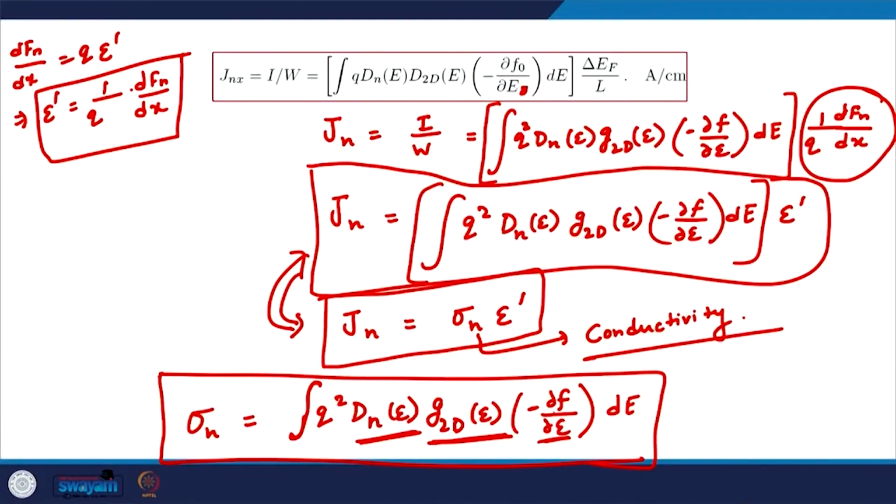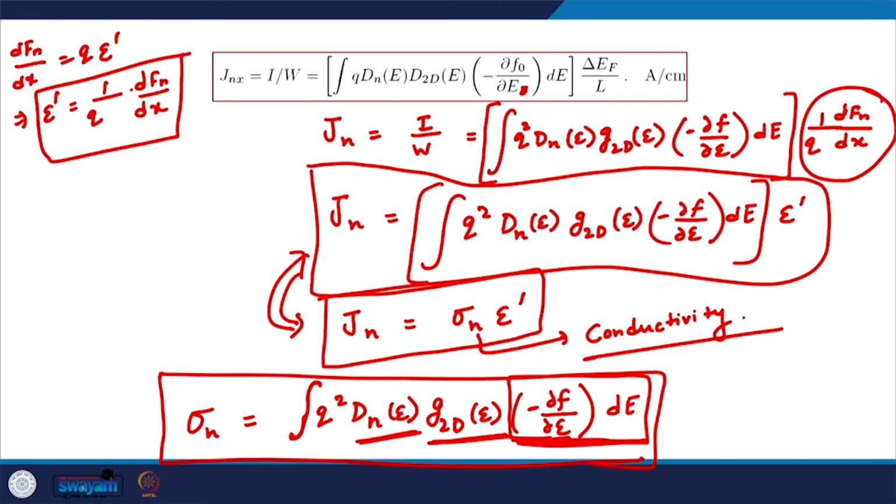So this minus del F by del E is again from our previous description. This is a Fermi window function, and the conductivity of electrons is important only in a small range of energies around the Fermi level. That is because of this Fermi window function.